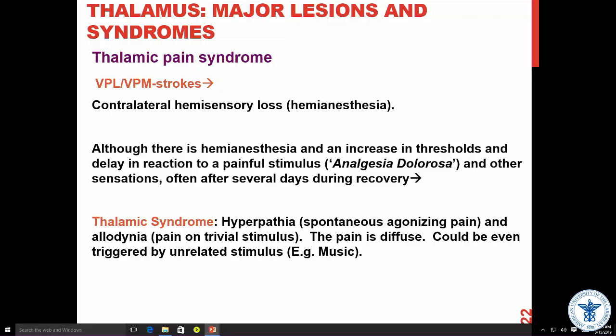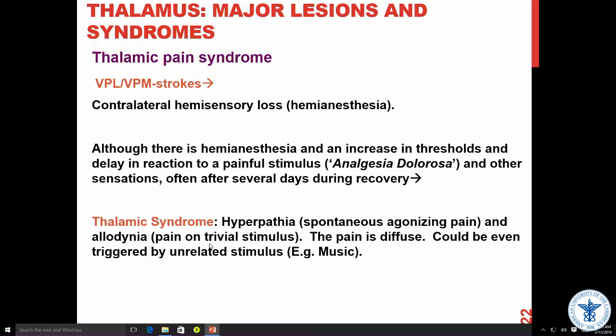You've seen that in tabes dorsalis. If you haven't, tabes dorsalis is one other condition where you can have these types of things. The dorsal column is damaged, and then also the posterior horn is damaged over a period of time. So these people sometimes have neuropathic pain where, without a stimulus, they get excruciating pain. This is again typical of this. Hyperpathia or spontaneous agonizing pain.